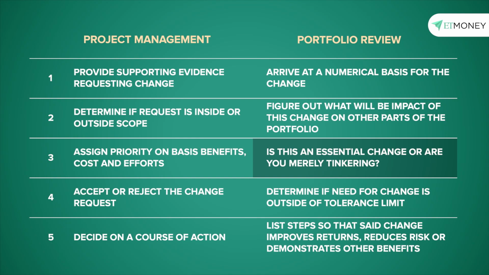Step 3 is where we want to know if what we are doing is a change or are we tinkering? That is, is this change really necessary? Step 4 is the go, no-go step where we determine if the change is within or outside the tolerance limit. And finally, step 5 are the set of tasks that one needs to do to effect these changes. For instance, what to buy, what to sell, what are the switches that need to be made, etc.